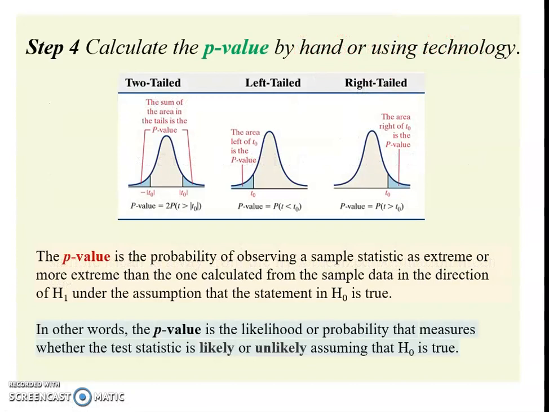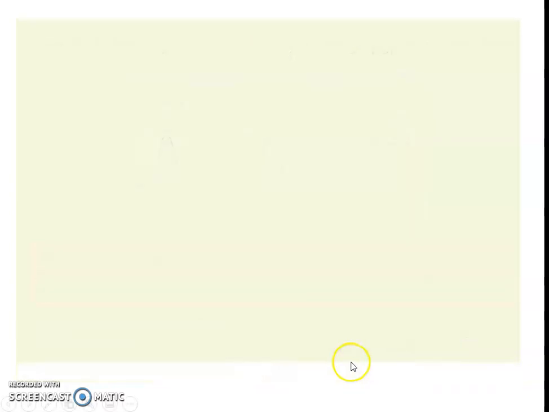Next step is to calculate the p-value corresponding to the test statistic. P-value can be calculated by hand or using technology. We will use technology, and p-value is the likelihood or probability that measures whether the test statistic is likely or unlikely, assuming that H null is true.